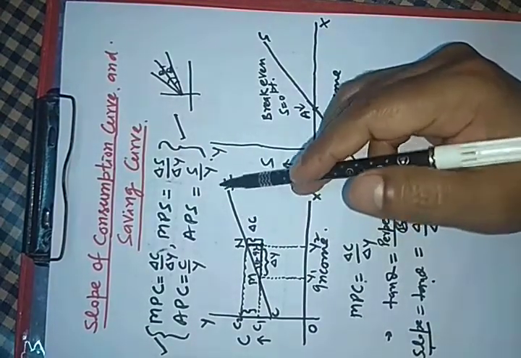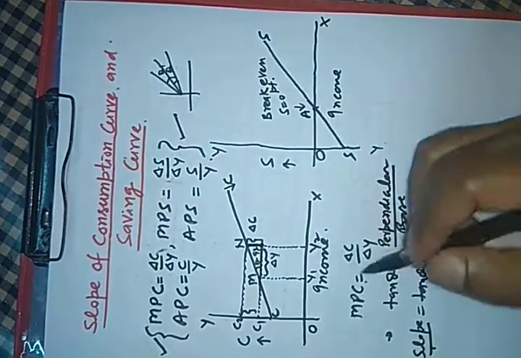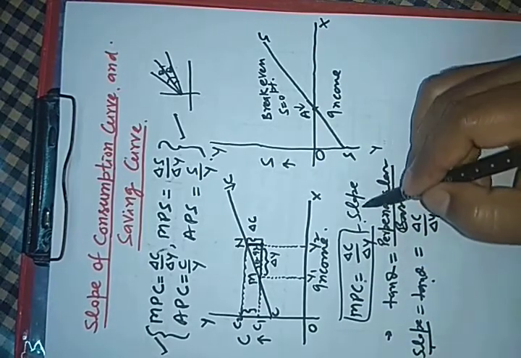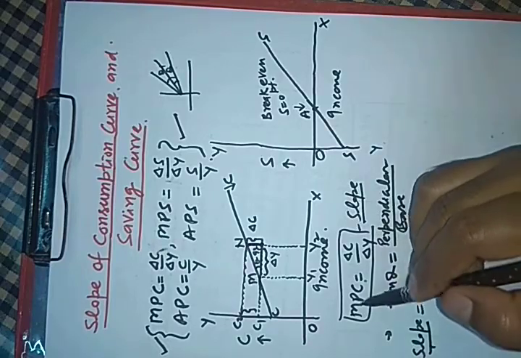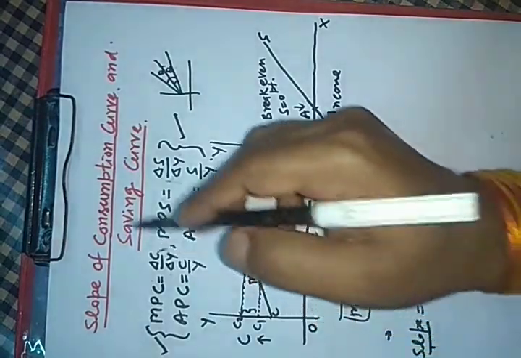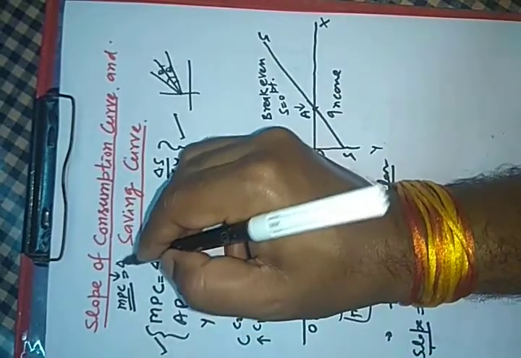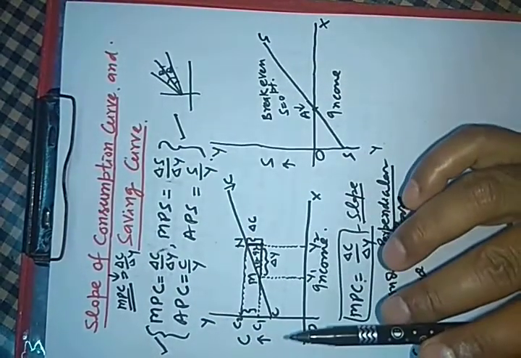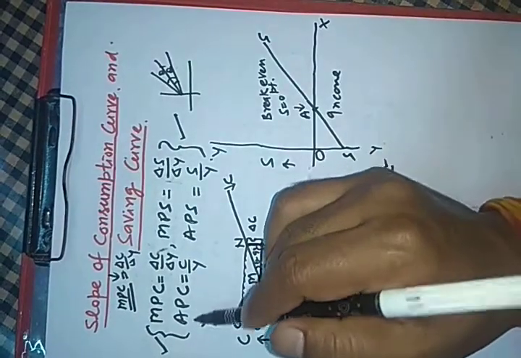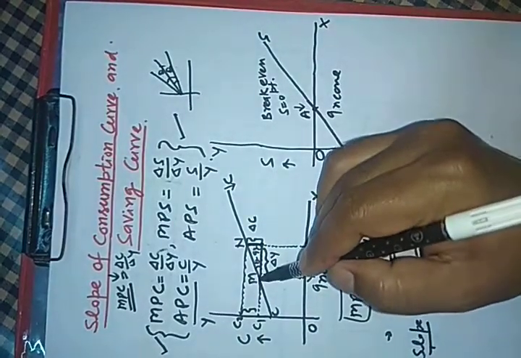So the main thing to understand in this diagram is that MPC always denotes the slope of this curve. This is simply what you want to understand. MPC always shows the slope of the consumption curve. Okay, so the slope of the consumption curve is always denoted as MPC, that is delta C upon delta Y. Okay, students. And how you can show the value of APC at any point M or N.